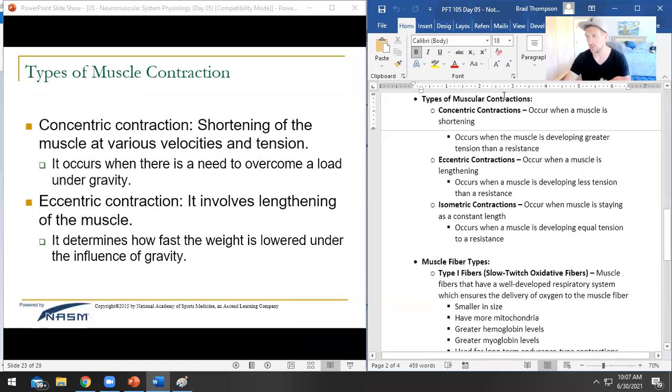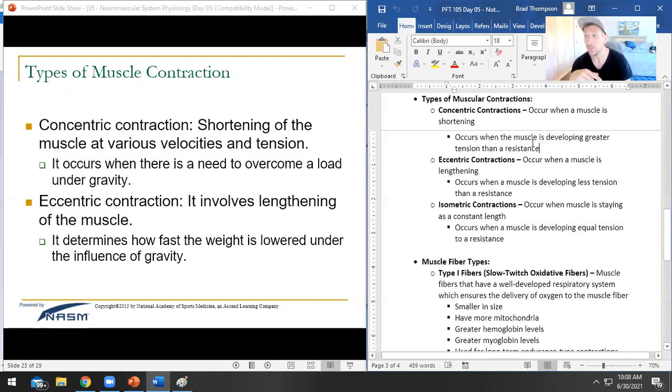The one that's probably the most famous is the concentric contraction. This occurs when your muscle is shortening. So if I generate 3 pounds of force in my deltoid muscle and 3 pounds of force in my tricep, I will overcome this little 3-pound weight. That's a concentric contraction. My muscle fibers are shortening, they are sliding. So when your muscle is developing greater tension than a resistance, you will create a concentric contraction.